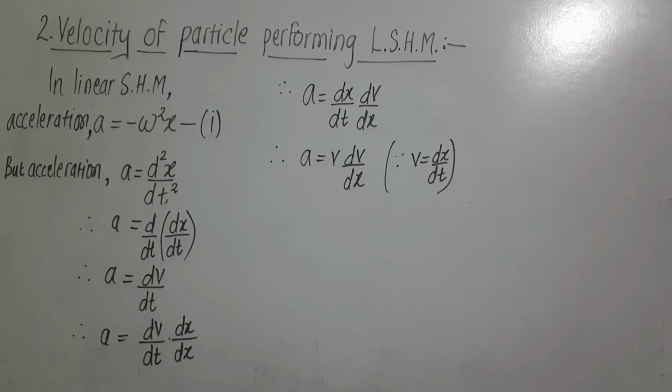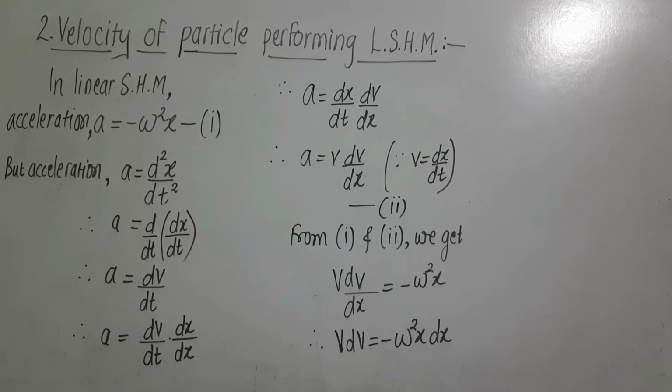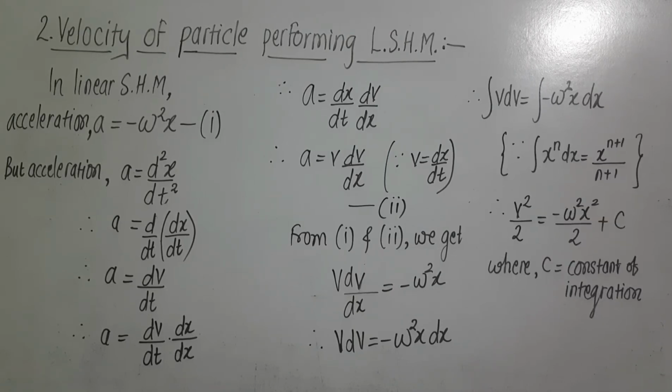Now equate equation 1 and 2. Shift dx to the other side and we get, now to get the value of v, integrating on both sides, we apply the formula of integration. V square upon 2 is equal to minus omega square x square upon 2 plus c. Here we have applied this formula: v to the power 1, so 1 plus 1, v square divided by 1 plus 1, that is 2. So applying the integration formula, we get this equation.